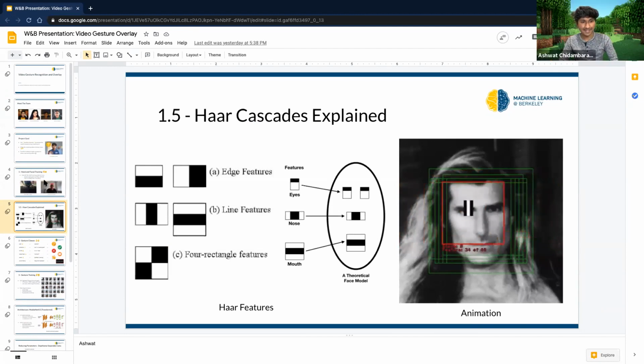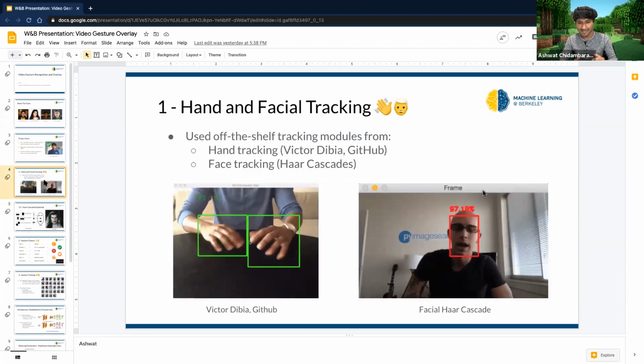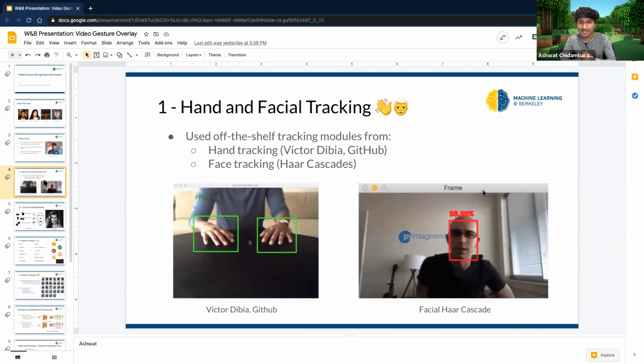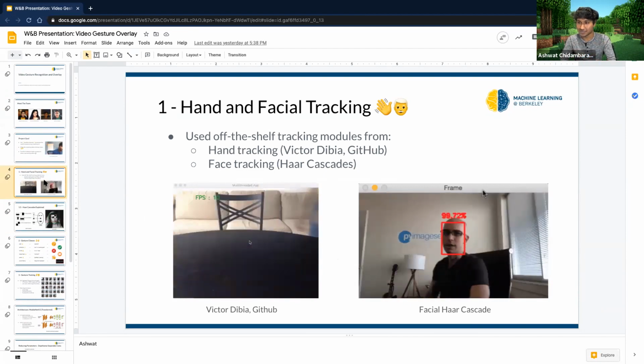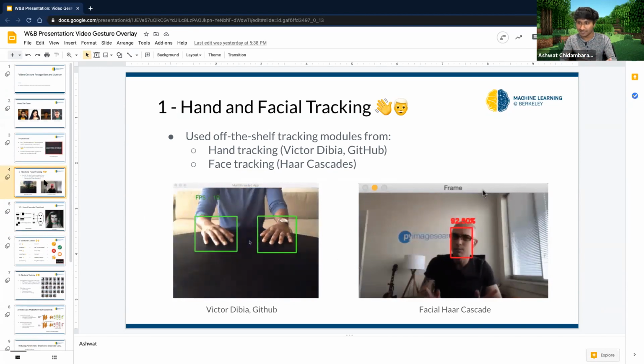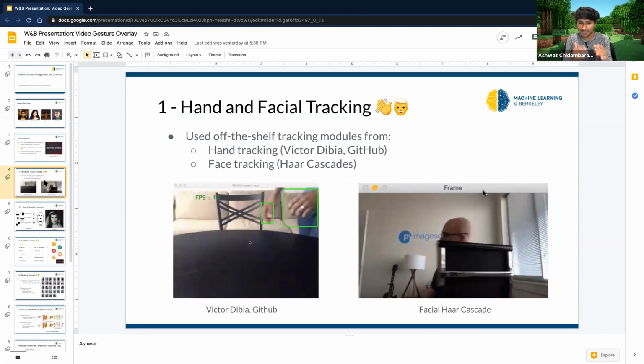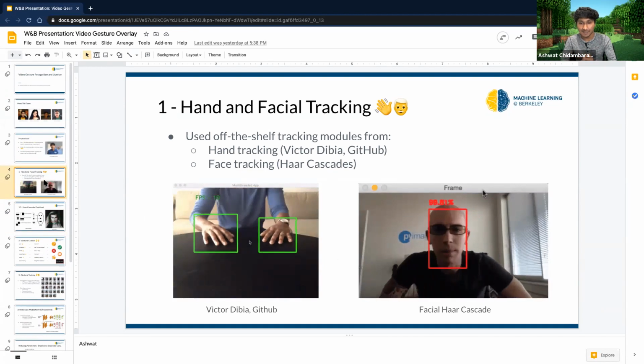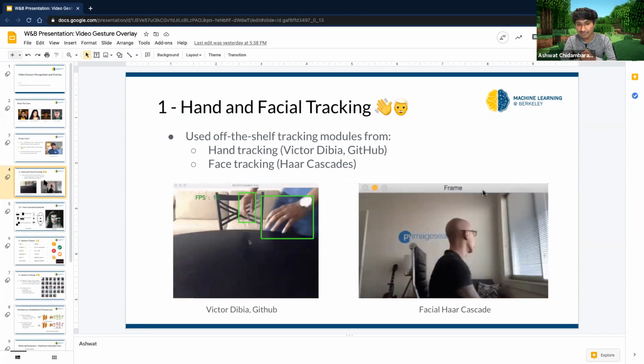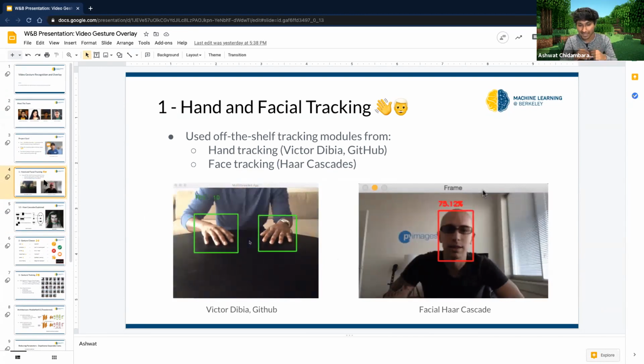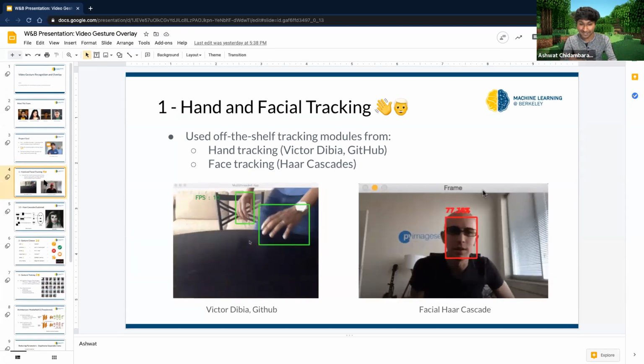Yeah, for sure. I can take that one. So in the beginning, when it came to hand and face tracking, I think our team initially wanted to create our own from scratch. But given the limited time frame, we decided to go off the shelf because the core of the project came from the ML side. In terms of alternatives, the hand tracking was amazing. I'll just admit that Victor Dibia did a great job.